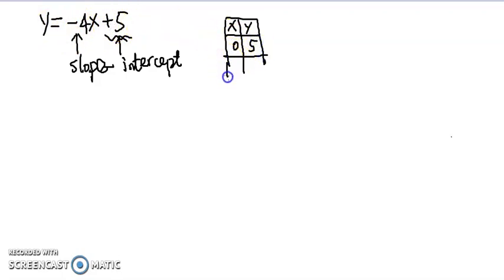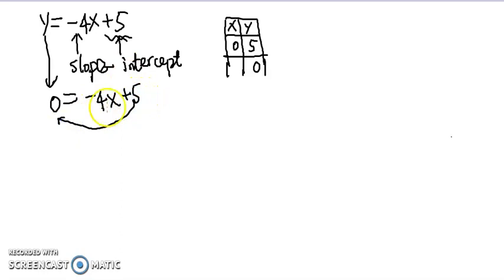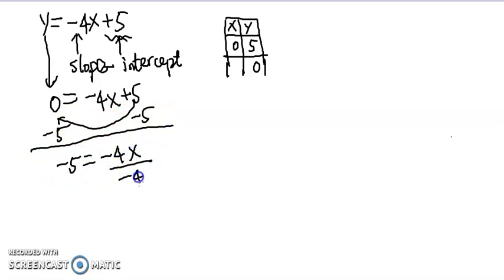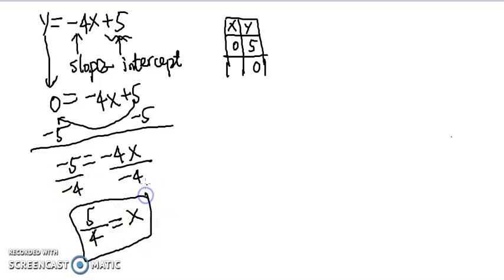Similarly, we can pick a number for y. Let's pick 0 for y. We get 0 equals negative 4x plus 5. We move 5 to the left by subtracting 5 from both sides, and we get negative 5 equals negative 4x. We divide both sides by negative 4 to get x by itself, and negative divided by negative is positive. So we get x equals 5/4. Okay, now we are ready to sketch the graph.